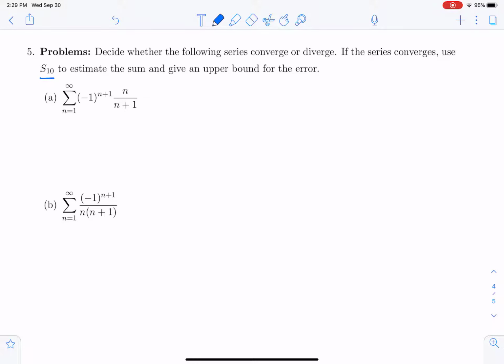So we have this first alternating series, (-1)^(n+1) times n over n plus 1. We need to check to see if it converges. Since it's alternating, we can just look at the limit of the terms and see if that goes to 0. But the limit of at least the positive part of the terms, n over n plus 1, is equal to 1, which is not 0. So that tells me that the series diverges.